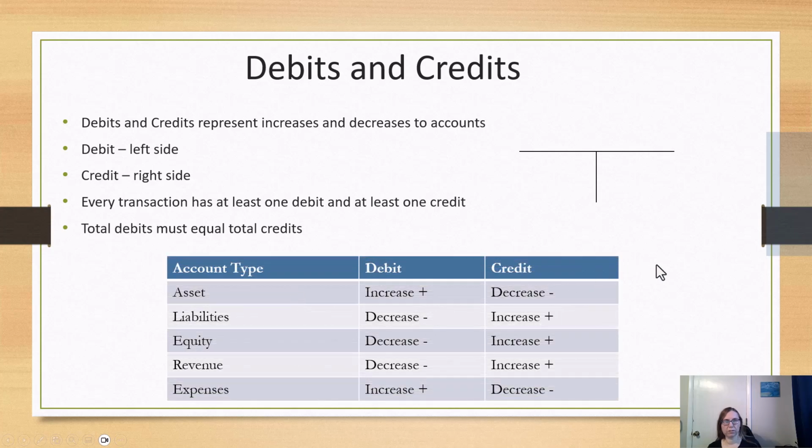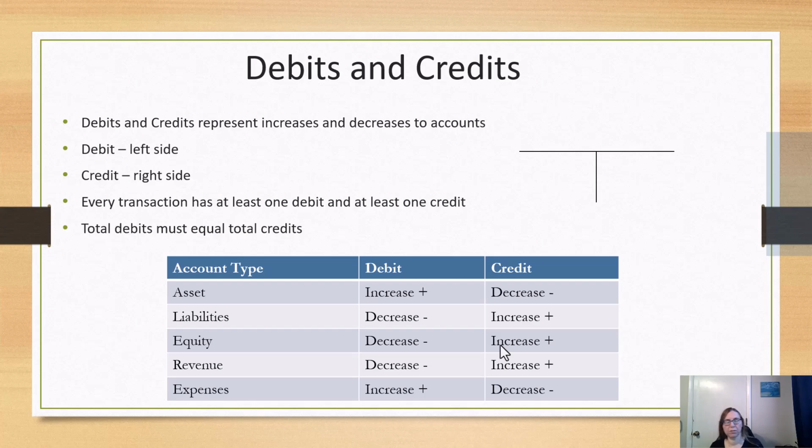Now, whether something is an increase on the debit side or a decrease on the debit side and vice versa, just depends on the type of account. So I have this little chart. Assets have the increase side on the debit side, decrease side on the credit side. Liabilities, equity, and revenue are the opposite. The increase side is on the credit side, decrease side is on the debit side. And then expenses are going to have the same rule as assets. Increases are on the debit side, decreases are on the credit side. So this is just foundational accounting knowledge.